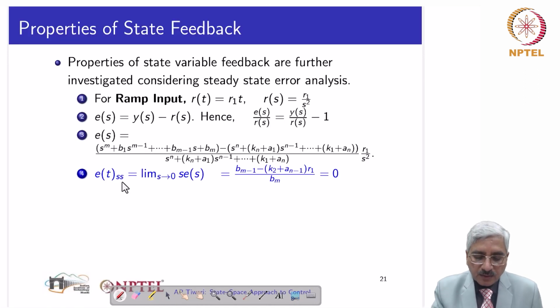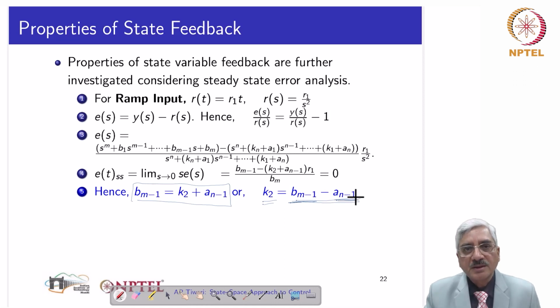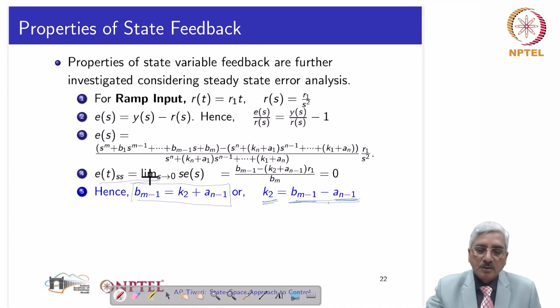And at t tending to infinity, the steady state value of et will be obtained as limit s tending to 0 of sEs. This one has cancelled, we saw. And if we do sEs, then we get this relation. Bm minus 1 minus K2 plus An minus 1 into R1 divided by Bm should be 0, or that will give this expression, and from that we get K2. So if we choose K2 as the difference of Bm minus 1 and An minus 1, Bm minus 1 is the coefficient in the numerator and An minus 1 is the coefficient in the denominator of the open loop system. So we get K2 like this, then the steady state value of error will be 0 for ramp input.